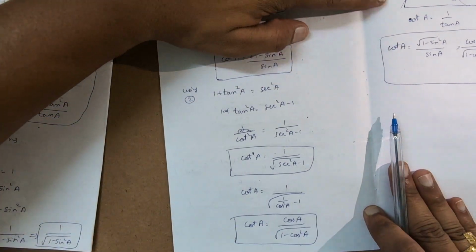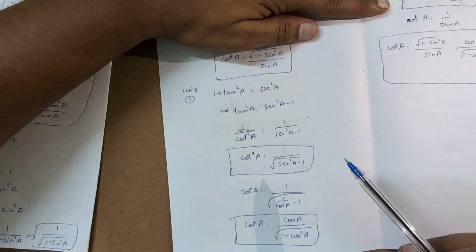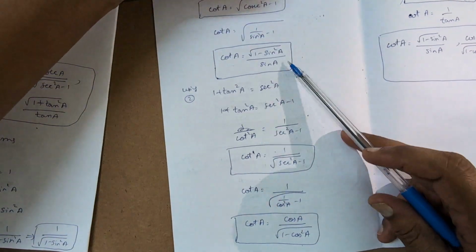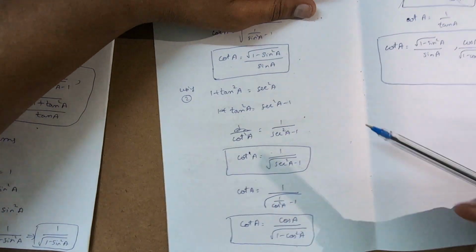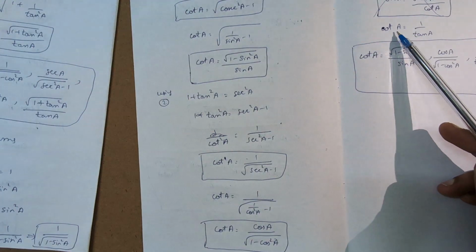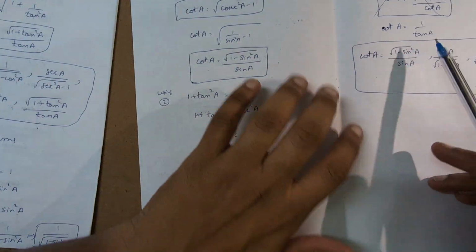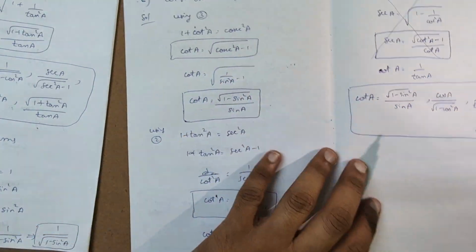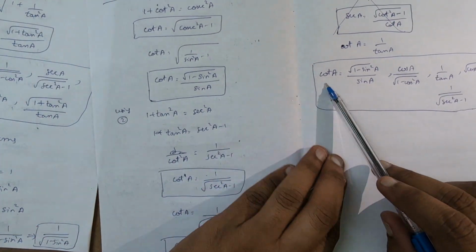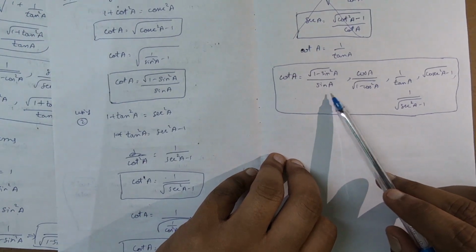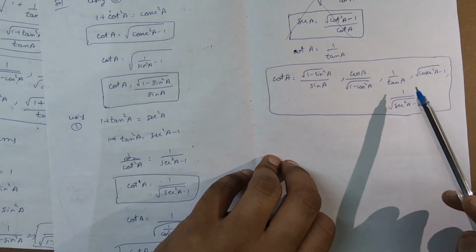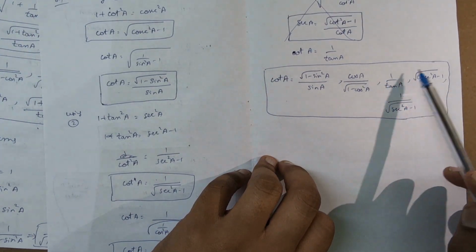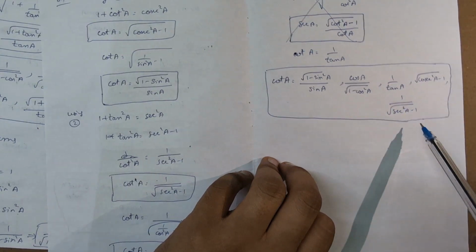So by this we have got sine, secant and cos done. Finally, for tan, cot A equal to 1 by tan A. For cosecant we already defined here, that is cot A equal to root of cosecant square A minus 1. So all of these can be defined as cot A equal to root of 1 minus sin square A by sin A, cos A by root of 1 minus cos square A, 1 by tan A, root of cosecant square A minus 1, and 1 by root of secant square A minus 1.